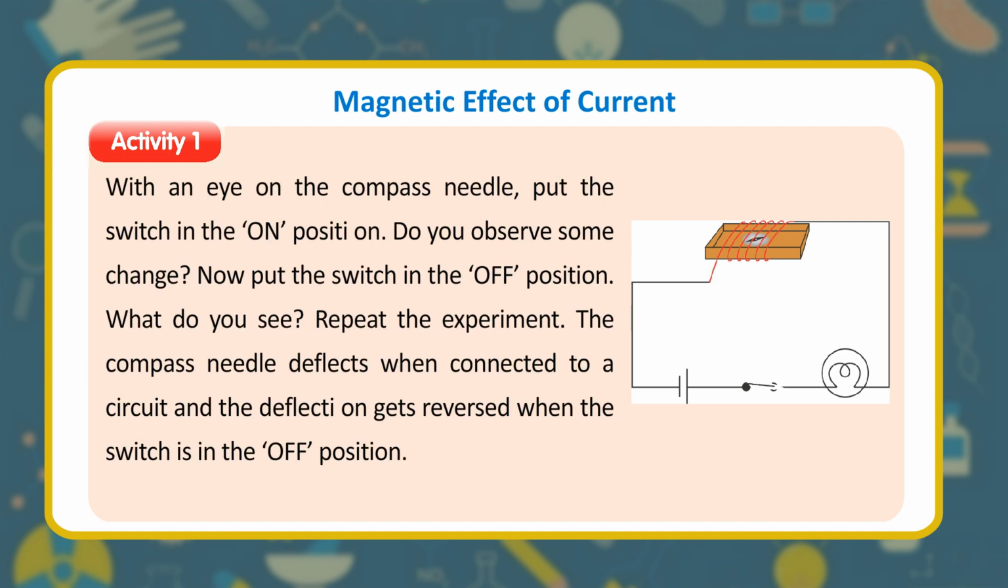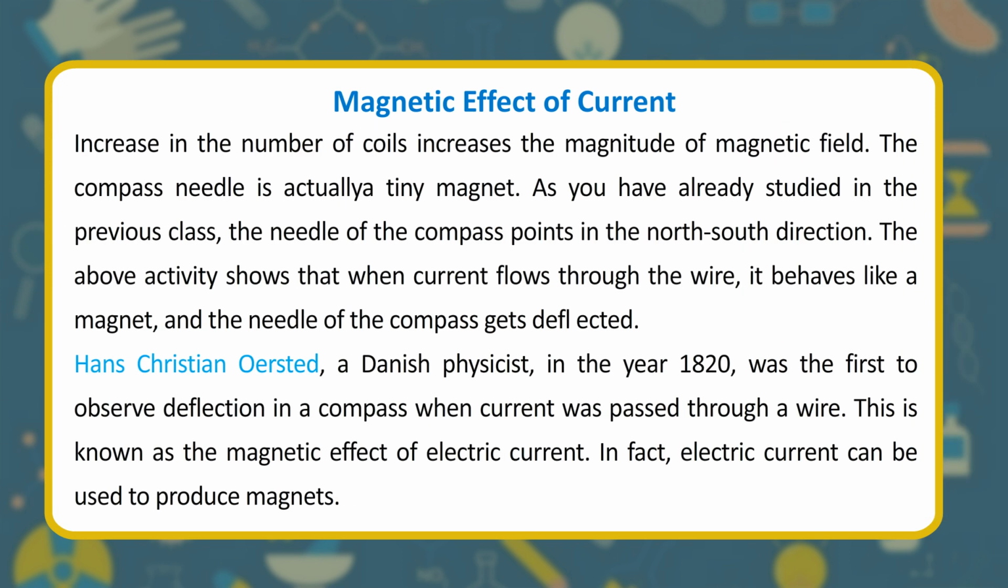With an eye on the compass needle, put the switch in the on position. Do you observe some change? Now put the switch in the off position. What do you see? Repeat the experiment. The compass needle deflects when connected to a circuit, and the deflection gets reversed when the switch is in the off position. Increase in the number of coils increases the magnitude of the magnetic field.